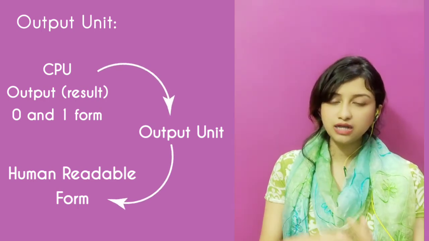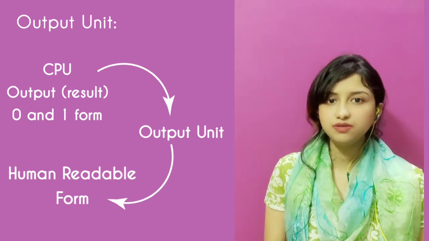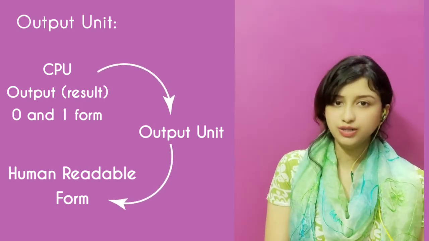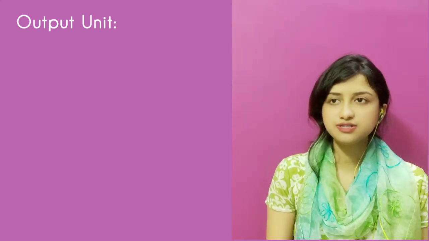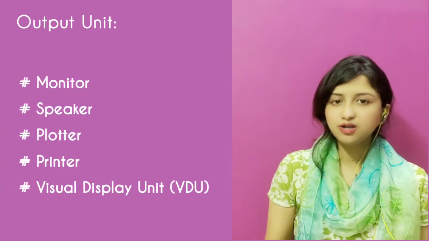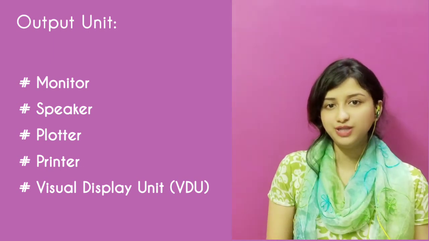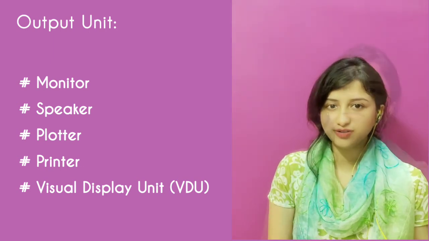So, you need to convert it so that it is easily readable for the human. This conversion is done by the output unit. There are different output units, for example, you have monitor, speaker, plotter, printer. So, you have a lot of output units, and whichever way you like, you can attach it to the computer.